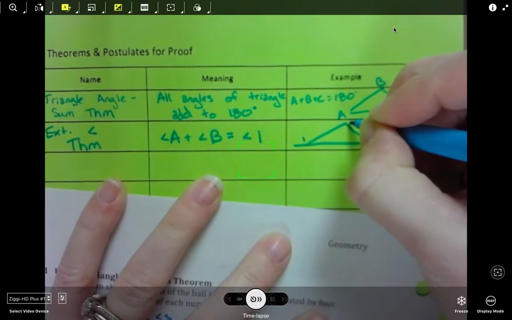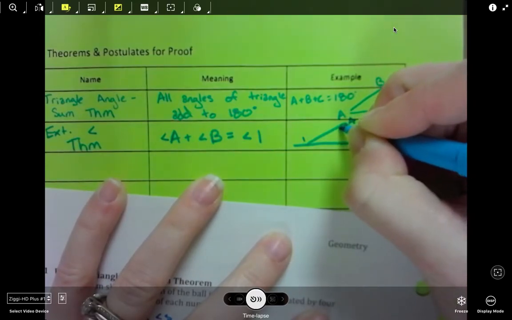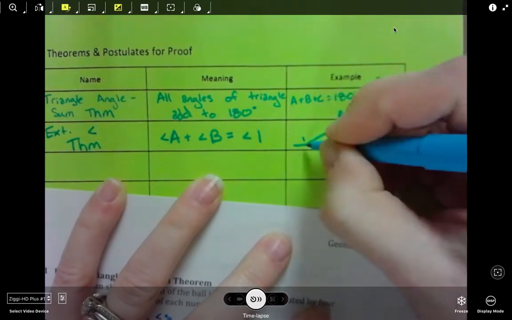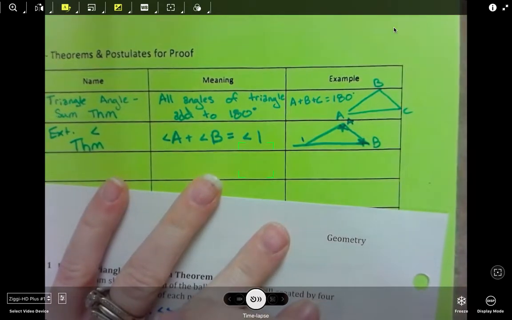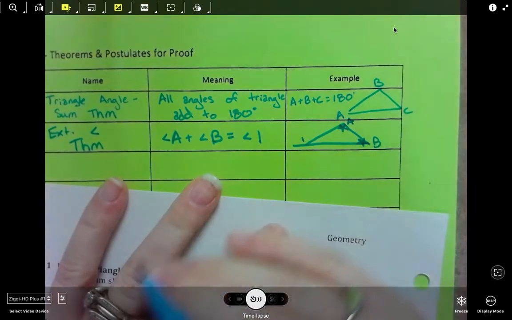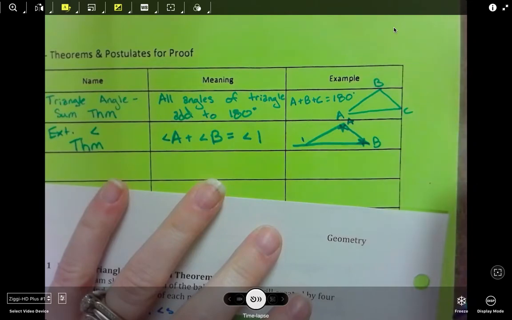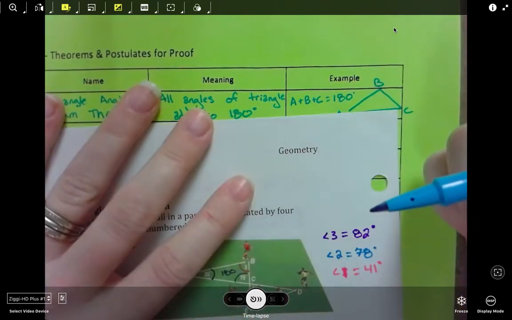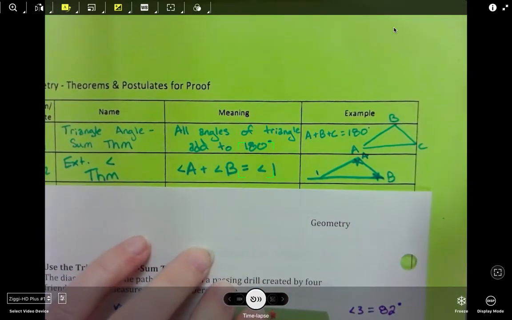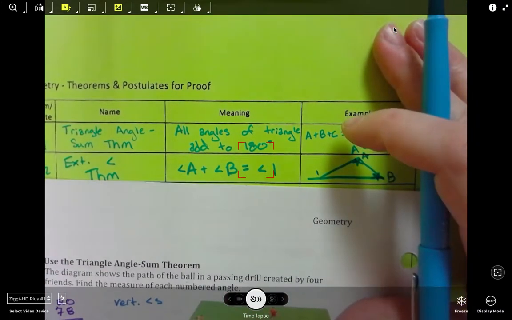This is angle 1. Let's call this one angle A and this one angle B. If I add angle A and angle B together, it's the same size as angle 1. Mine doesn't look anything like the picture, but it's the same idea. You can either draw this one or the one that's on the notes. Either one will work. Pause if you need to.